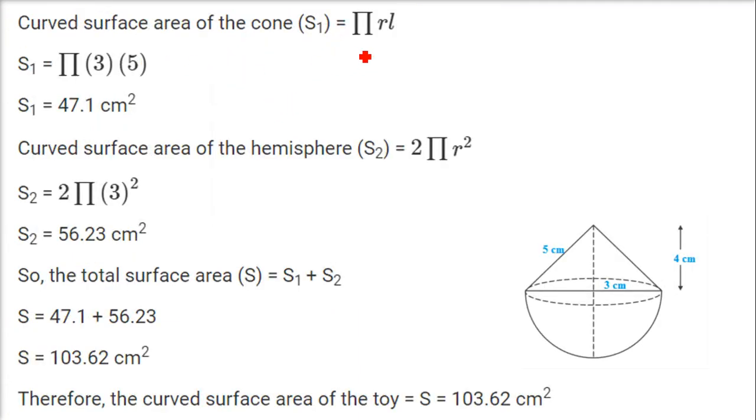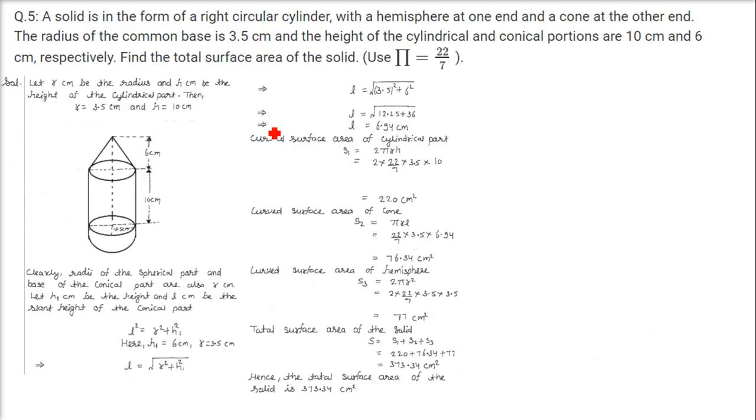Now, we know that the curved surface area of the cone is pi into r into L. We just found L to be 5, and the radius we already know is 3 for both of these parts of the toy. Now, the curved surface area of the hemisphere: a sphere has 4 pi r square, and a hemisphere will have 2 pi r square, so 2 pi, again 3 square. The cone comes to 47.1 and the hemisphere to 56.52. You just have to add these two, and this is going to be 103.62 centimeters square. This is the curved surface area of the toy.